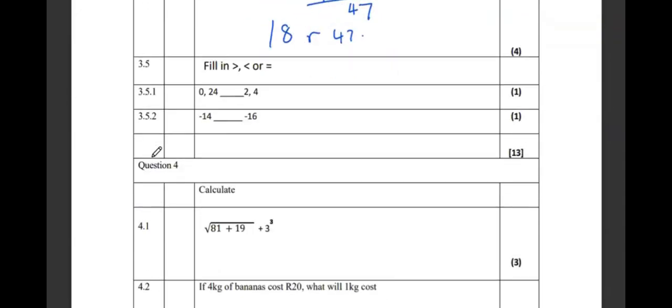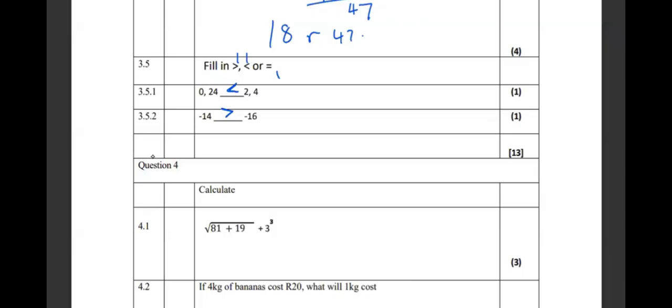3.5, we need to use greater, smaller, or equal to. So 0.24 is smaller than 2.4. Negative 14 is bigger than negative 16. Okay.